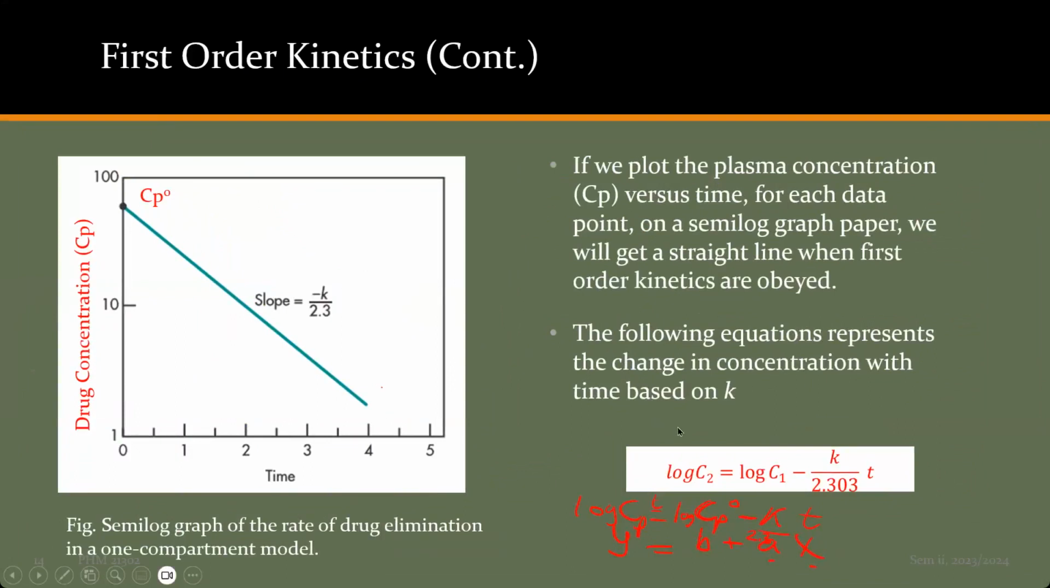Okay, instead of writing concentration at any time, we can write concentration two. It can actually be calculated from the concentration before it. So if you determine two concentrations, we can use the same equation. This is CP2, CP1. You can calculate CP2 from CP1 using the same equation: log CP2 equals log CP1 minus k divided by 2.303 times T.